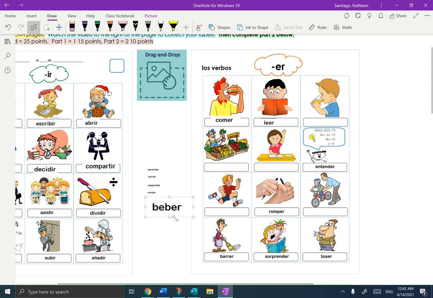Beber. Okay, beber reminds me of the word baby, which is bebe, and I think it comes from the fact that all babies do is drink. Beber, to drink.